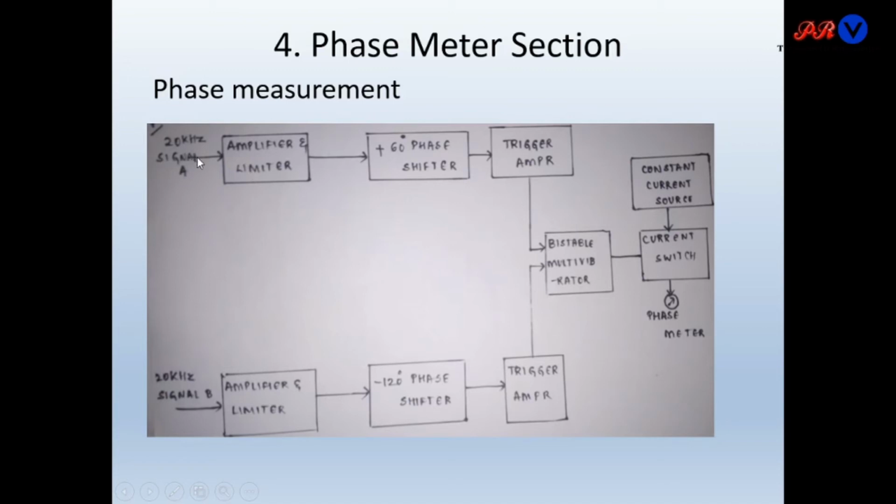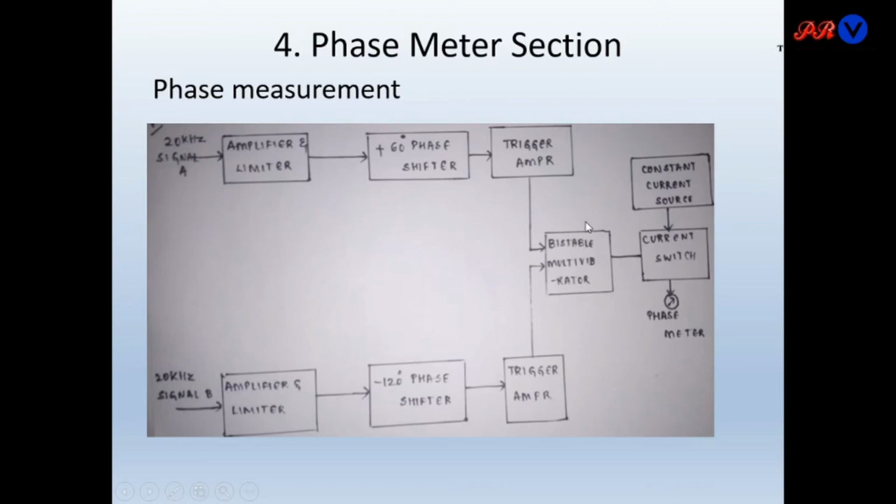So, it will basically firstly pass through some amplifiers and limiter circuits. A signal is passed through a 60° phase shifter, while B signal is passed through a minus 120° phase shifter. So, we will study its working later. Next, the outputs of these phase shifters are applied to the trigger amplifier. So, this trigger amplifier provides a triggering pulse to the bistable multivibrator.